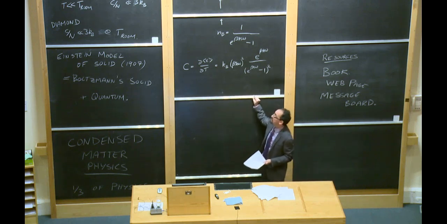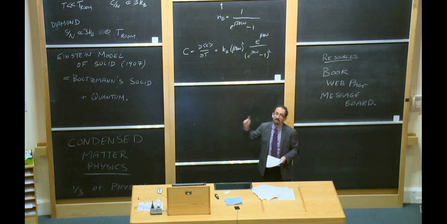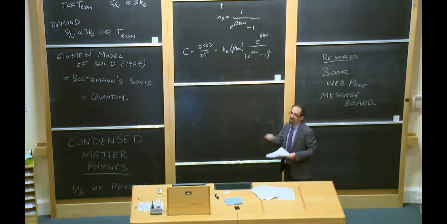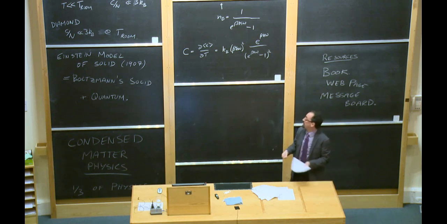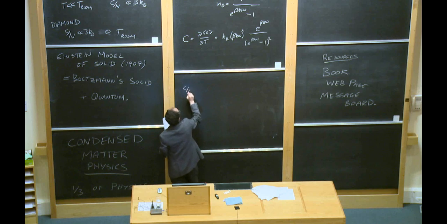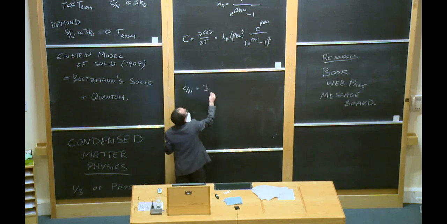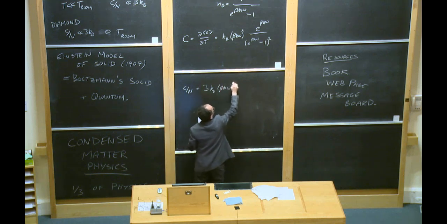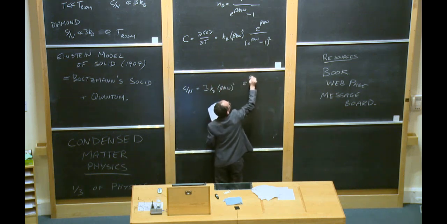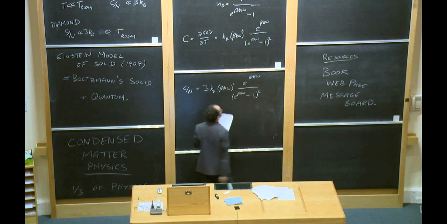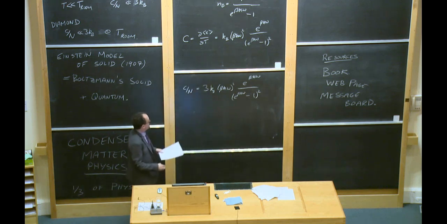But the second thing we have to fix is that we were considering an oscillator in only one dimension. And in fact, an atom can oscillate in any one of 3 dimensions. So we're going to multiply this result by 3 and get the final result. C over N is 3 k_B (beta h bar omega) squared e to the beta h bar omega, same expression, over (e to the beta h bar omega minus 1) squared. And this is Einstein's final result.